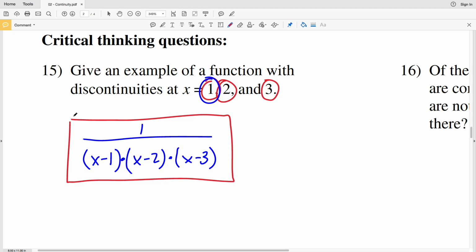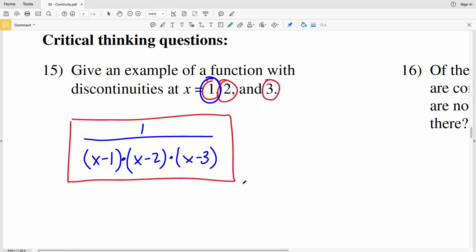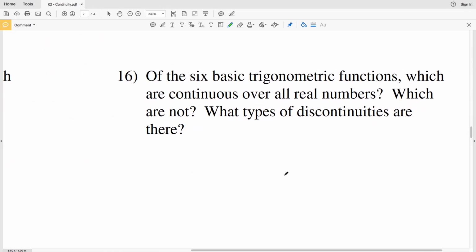Essential discontinuities. If I wanted one of them to be a removable discontinuity, I would have to write that same binomial in the numerator. Then that would give me a removable discontinuity because I would be able to cancel it out. But it didn't specify whether they had to be removable or essential. Let's continue on to number 16.